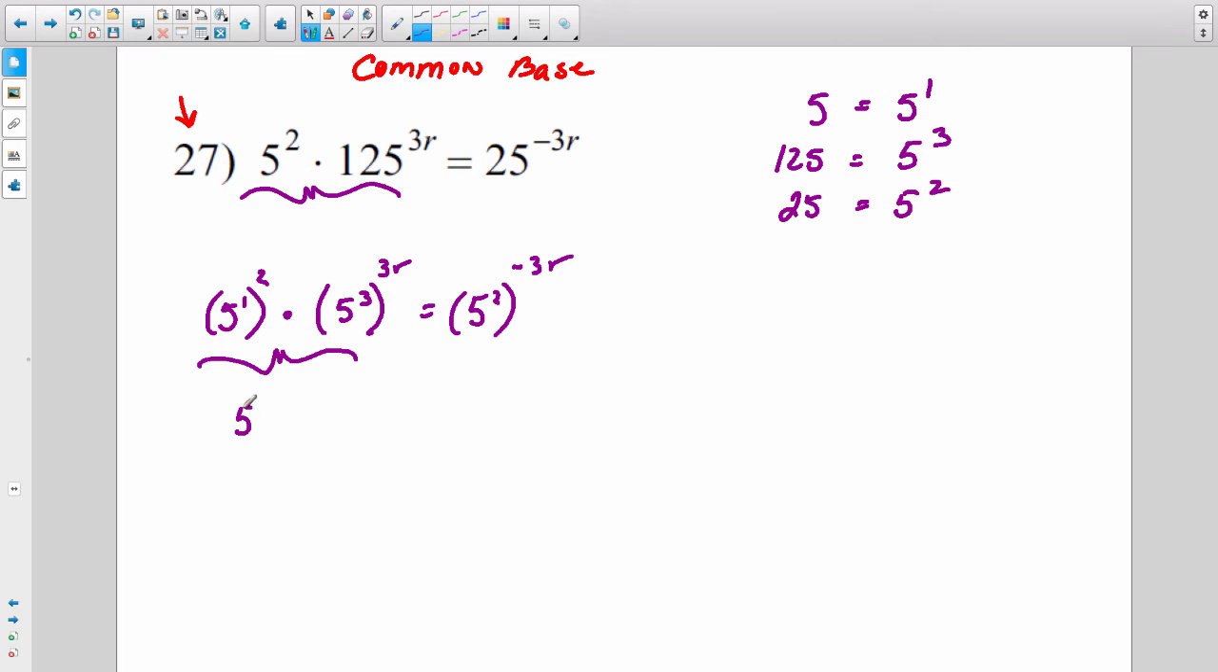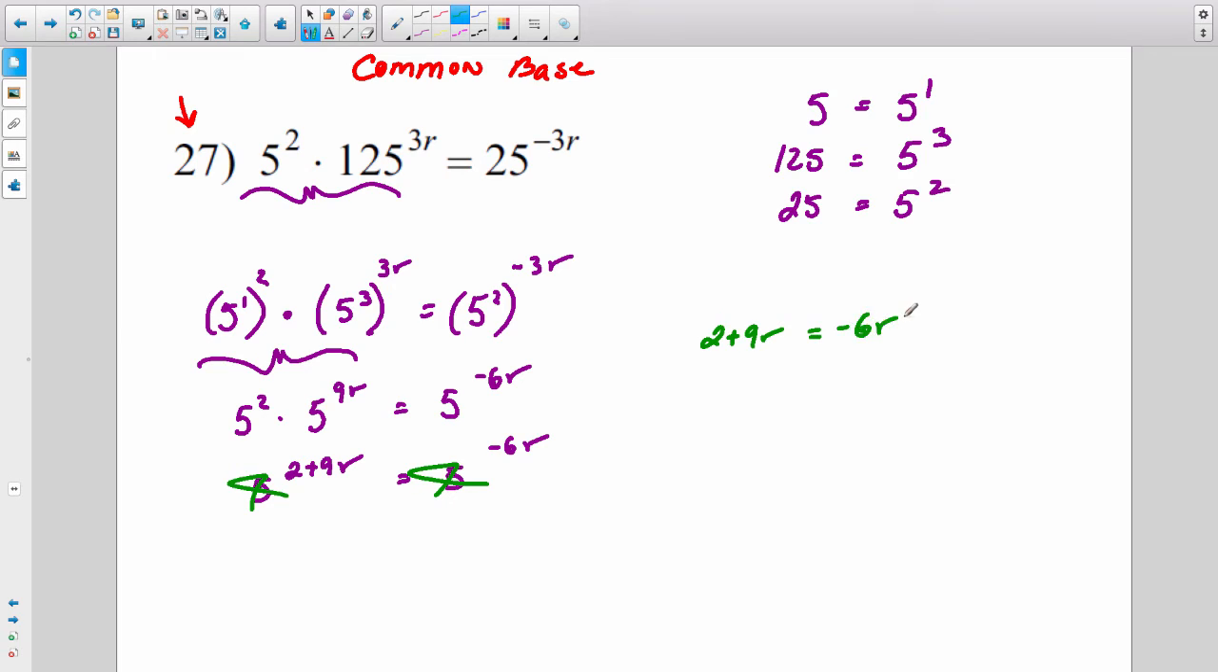Okay, so this is 5 squared times 5 to the 9r, and that's going to be equal to 5 to the negative 6r. So we can combine these to be 5 to the 2 plus 9r. That's just using the product rule. And that will be set equal to 5 to the negative 6r. And after we did those extra steps, look what happened. We finally got our common bases, we cross them out, and we solve this equation. So the equation is 2 plus 9r equals negative 6r. That's all.